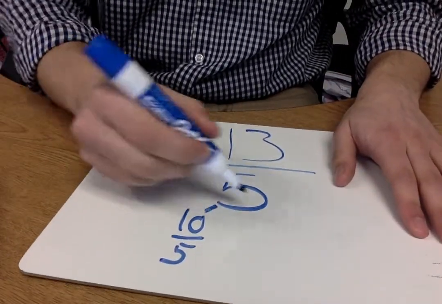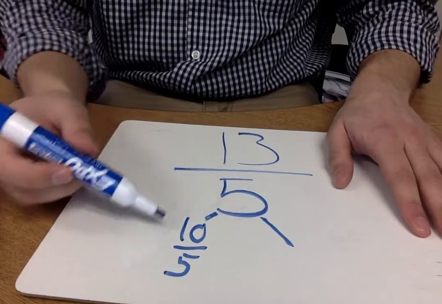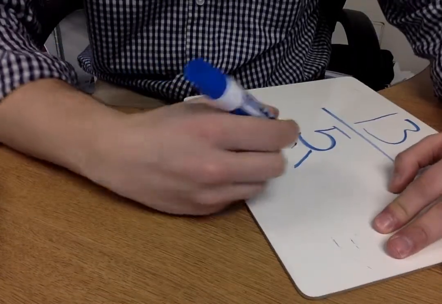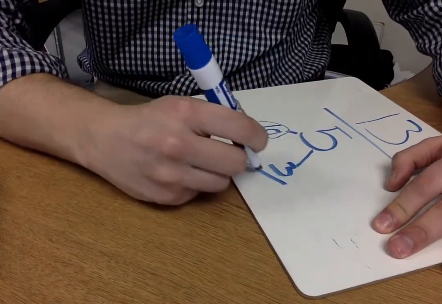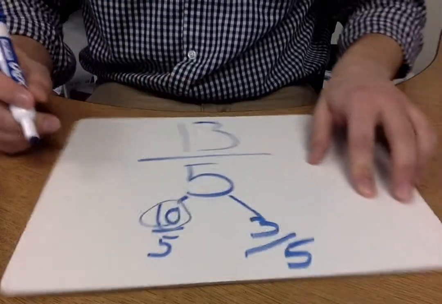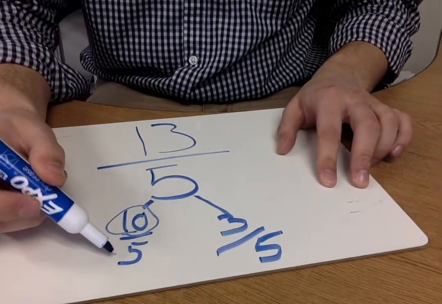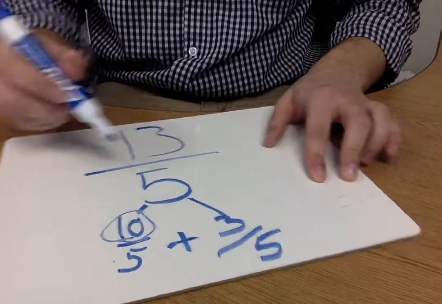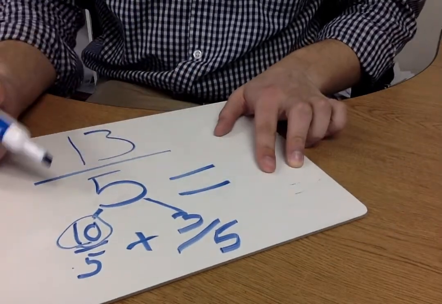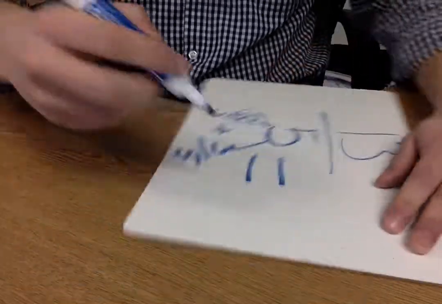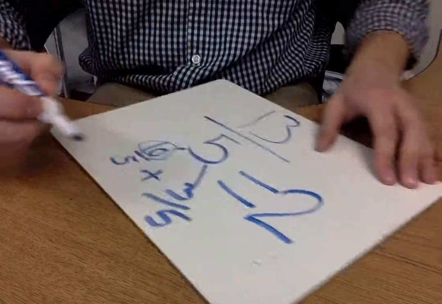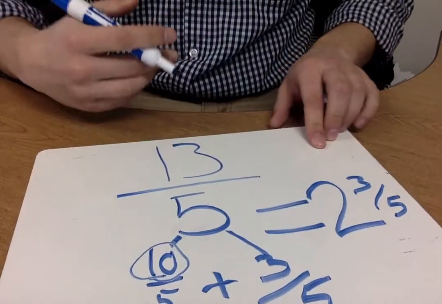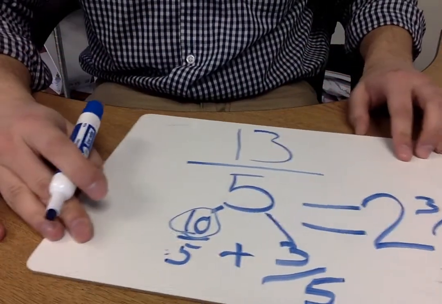So that's going to be the first part of my number bond, and then I'm going to think, what do I have left? I've used 10 in my numerator of my 13, so I have 3 left because 10 plus 3 makes 13. And 5 goes into 10 twice. So I have 10/5 plus 3/5 equals 13/5. And I'm going to turn this into a mixed number by saying 5 goes into 10 twice, which gives me 2 wholes. And I have 3/5 remaining. So 13/5 is the same as 2 and 3/5.